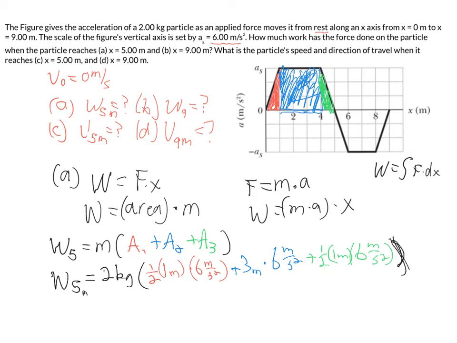All right, so if we go ahead and do the math, here we got 3 plus 18 plus 3, so 3 plus 18 plus 3 gives us a total of, what is that, 24 joules?